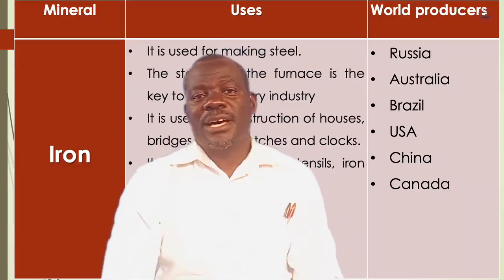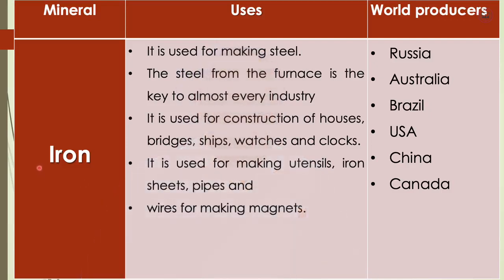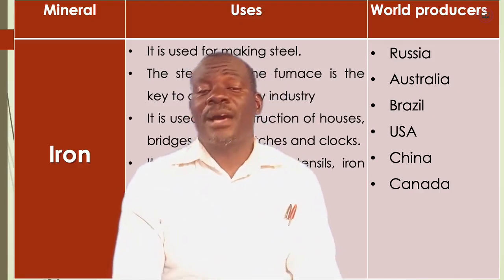Let's proceed to another mineral, iron. Iron is used for making steel. The steel from the furnace is key to almost every industry. So it is used for construction of houses, bridges, ships, watches, and clocks. It is used for making utensils, iron sheets, pipes, and wires for making magnets. So you can also see there, iron.